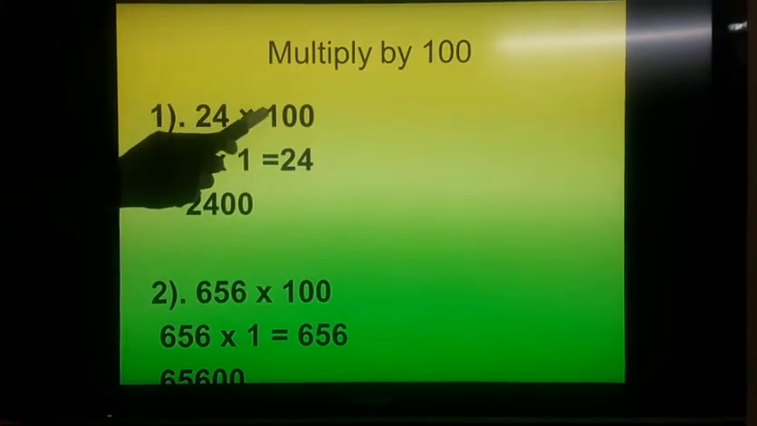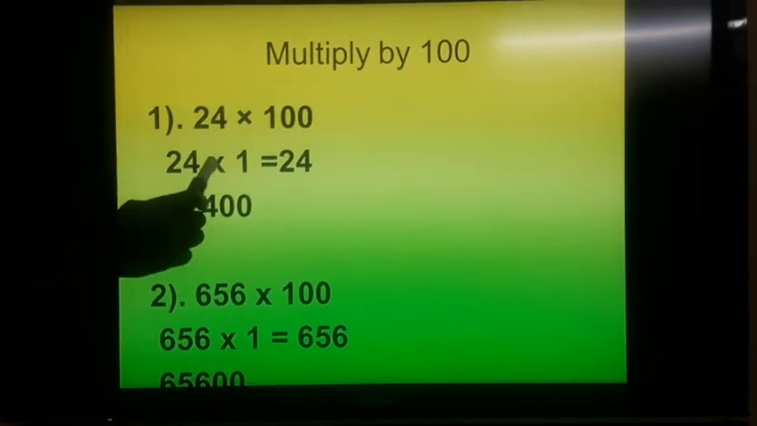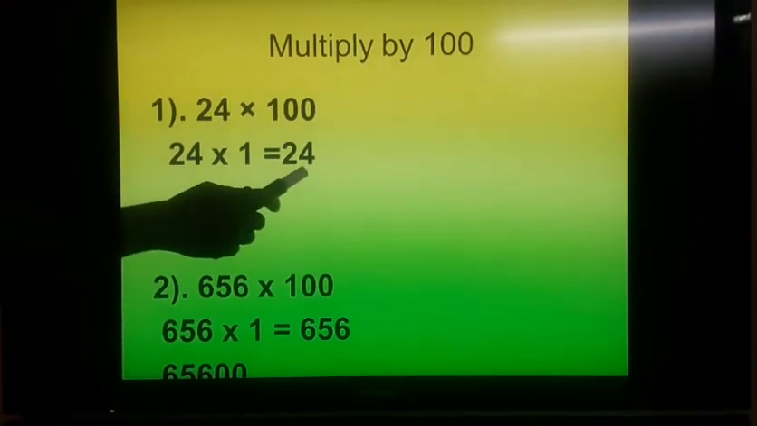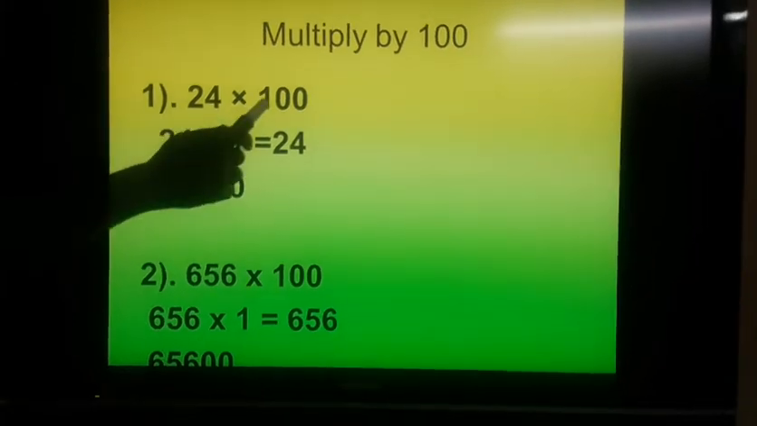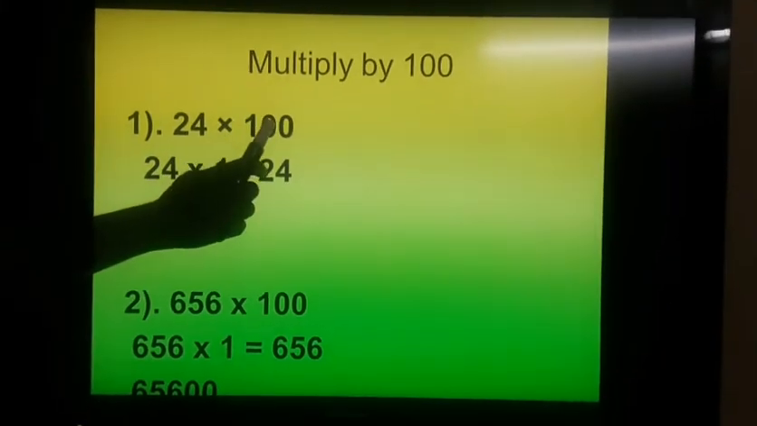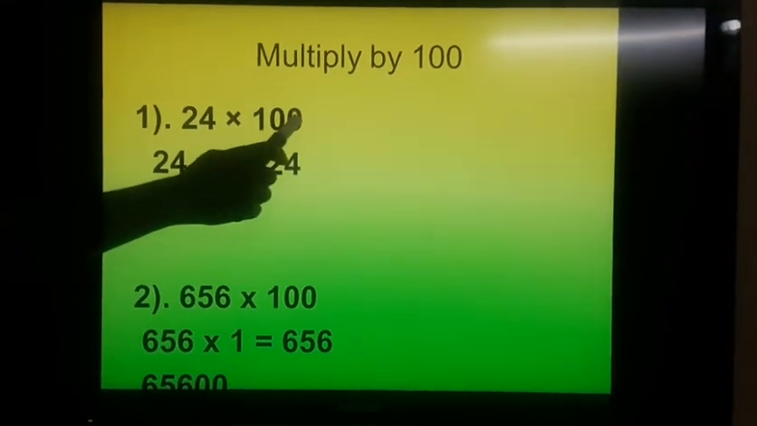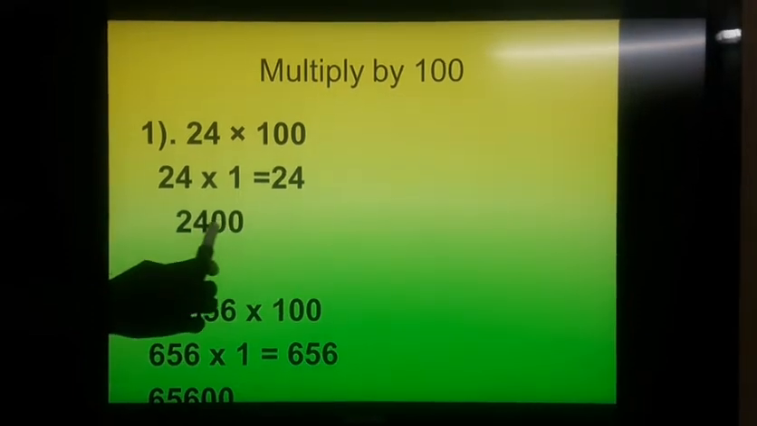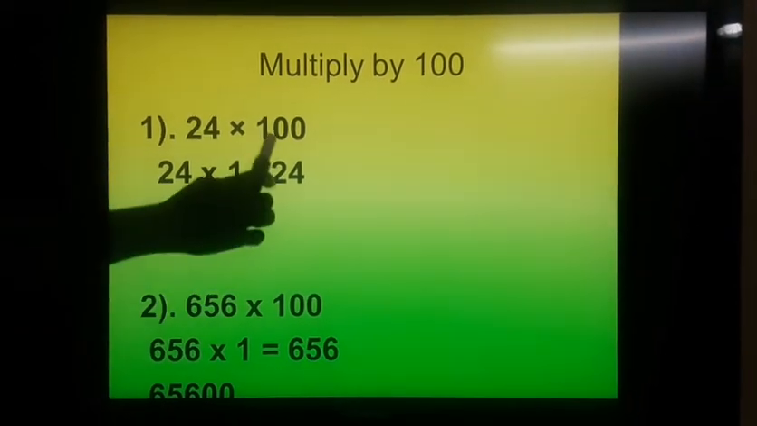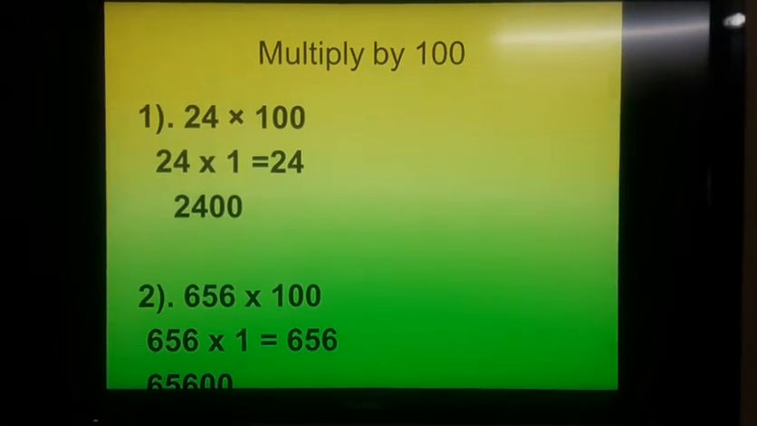Don't forget, any number times 1 is the same number. So 24 times 1 is what? 24. Then you have to attach the zeros. Now let's look. 100 has how many zeros? We have 1, 2. So we have 2 zeros. So write the 24, and then you have to attach 2 zeros because 100 has 2 zeros.